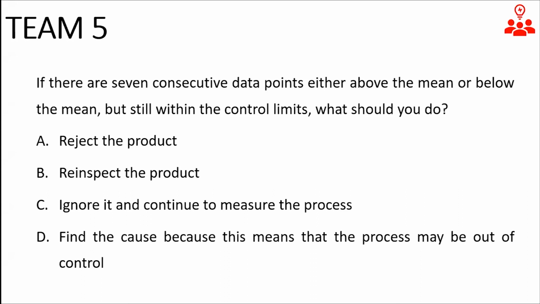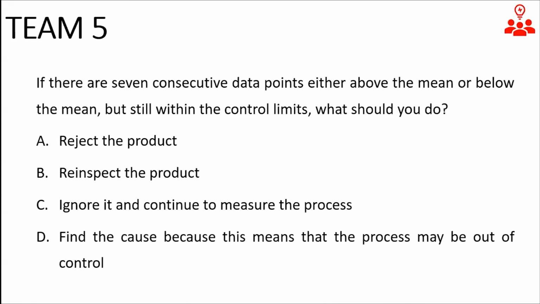Team 5. Option C. We'll go with option C. Ignore it and continue to measure the process. Sorry, that's the wrong answer. Anyone? We'll pass it on to team 1. If team 1 answers, they get 10 points.